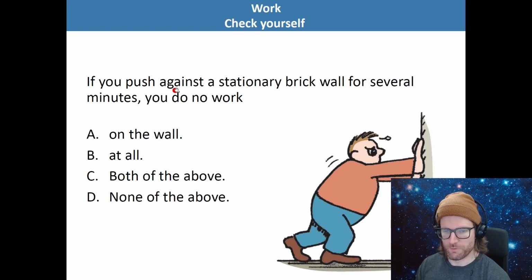If you push against a stationary brick wall for several minutes, you do no work on the wall at all. You do no work on the wall because the wall doesn't move. So there's a force on the wall, but no movement. So force times distance is 0.